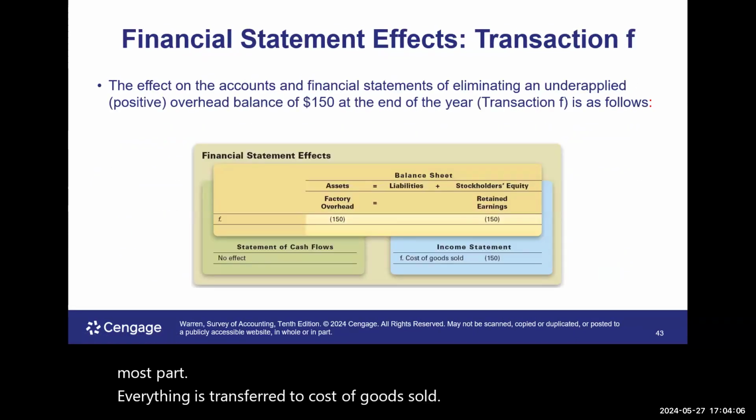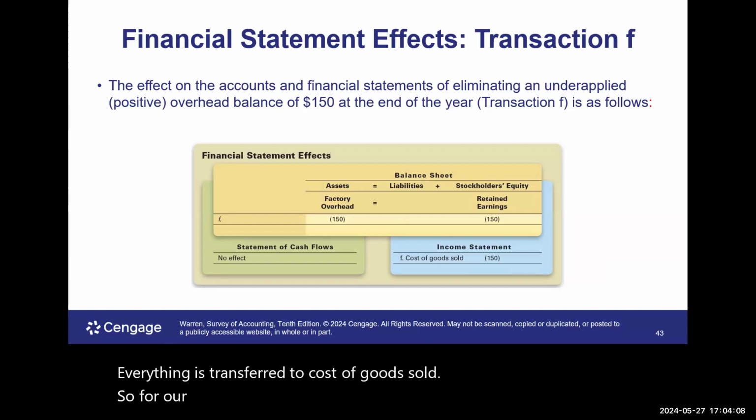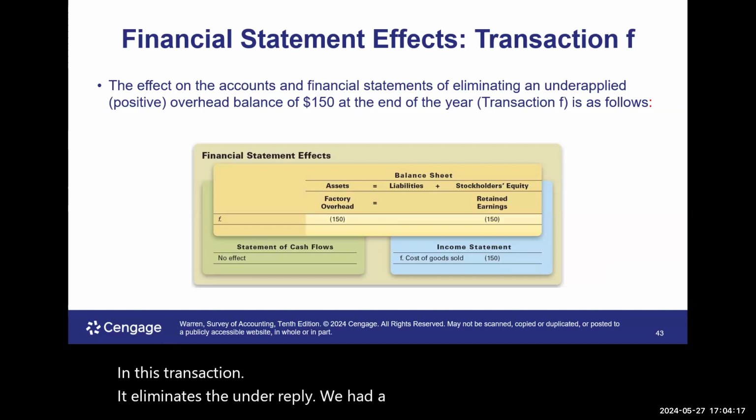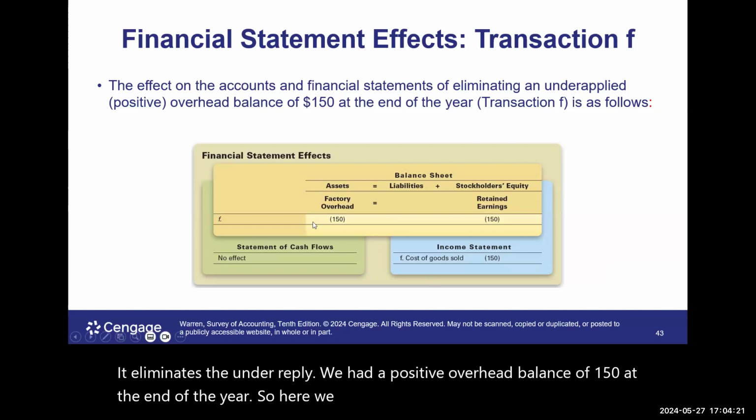So for our transaction F, in this transaction, it eliminates the under applied. We had a positive overhead balance of 150 at the end of the year. So here we see we're decreasing the balance in our factory overhead account.